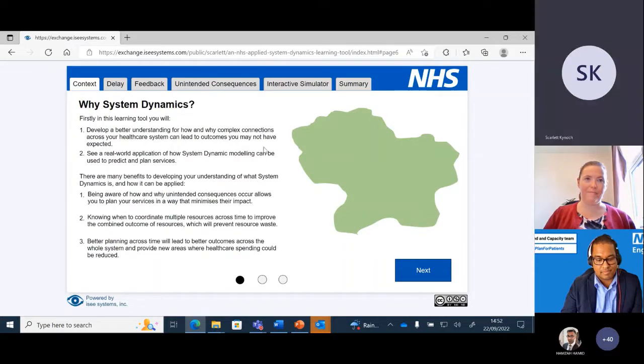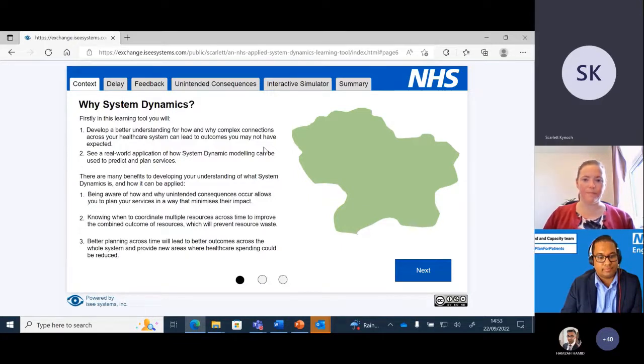To begin with, I give an overview of what you'll be doing on the learning tool. It's to develop a better understanding of how and why complex connections across your healthcare system can lead to outcomes you may not have expected, and to see the real world application of how system dynamic modelling can be used to predict and plan services. I also give a brief overview of the benefits of what system dynamics can offer and how engaging with it can help your own services.